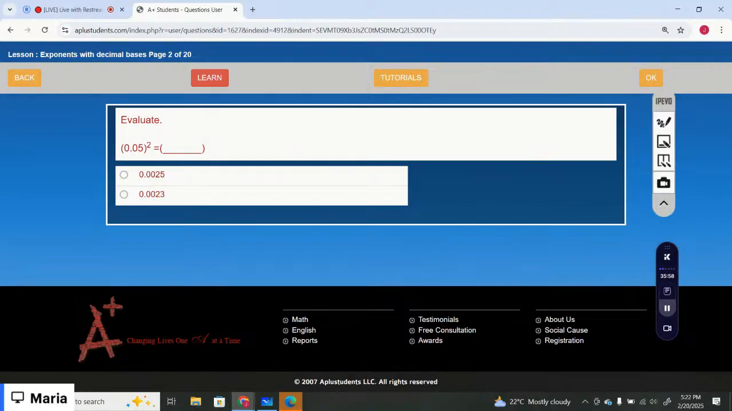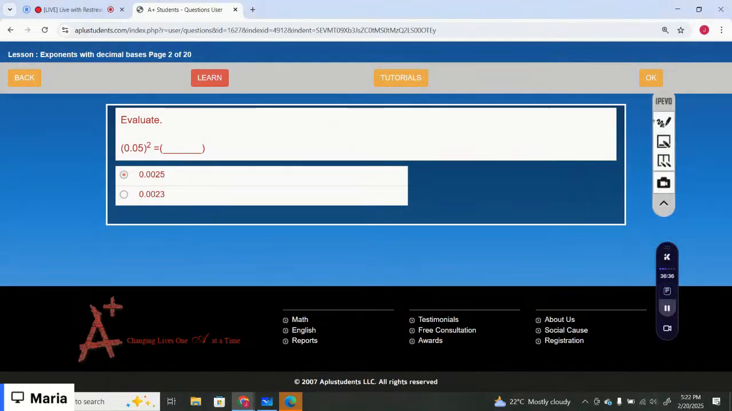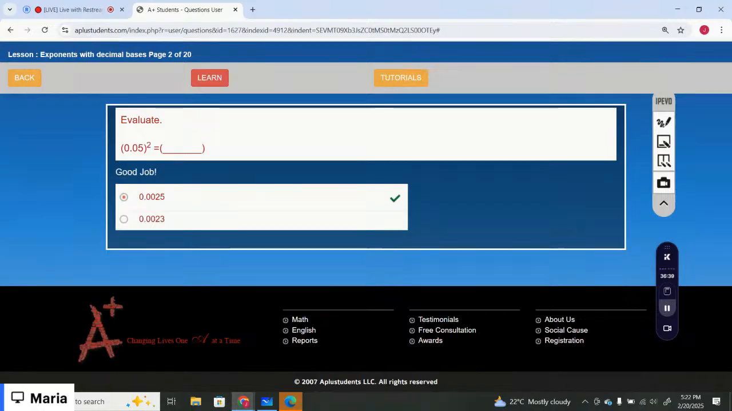0.05 square. So which is the correct option? You have to do 0.05 times 0.05. That is 0.0025. Option number 1 is the correct option.